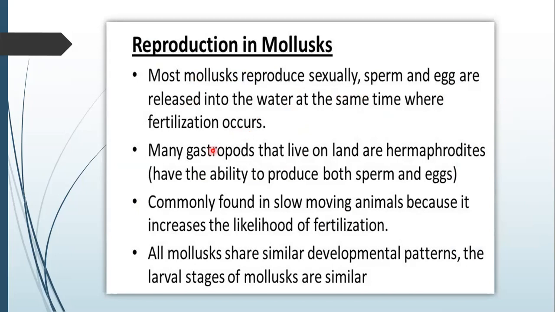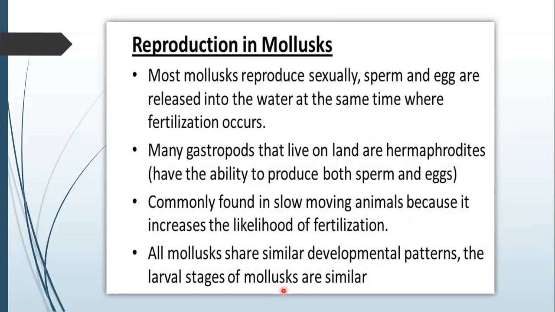Many gastropods that live on land are hermaphrodites. They have the ability to produce both sperms and eggs. Hermaphroditism is commonly found in slow moving animals because it increases the likelihood of fertilization. So they are hermaphrodites because they are slow movers, and it helps them continue their race. All mollusks share similar developmental patterns. The larval stages of mollusks are similar.